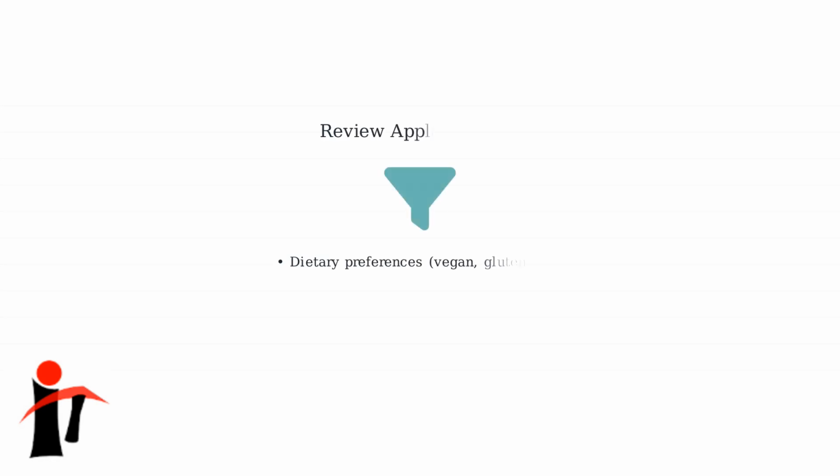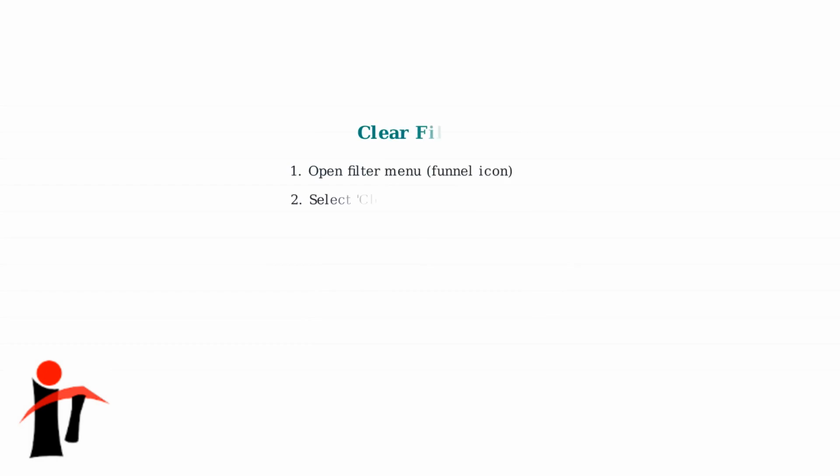Next, review your applied filters. Common filters include dietary preferences like vegan or gluten-free, price ranges, and promotions. Clear any filters that might be too specific, as they can inadvertently hide products. To clear filters, navigate to the filter menu and select Clear All, or manually deselect each filter.